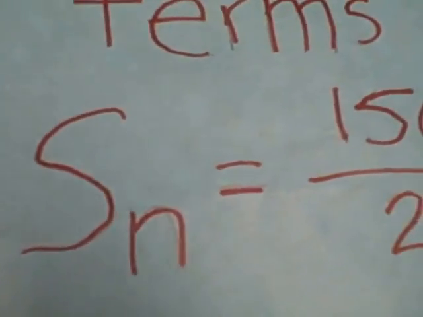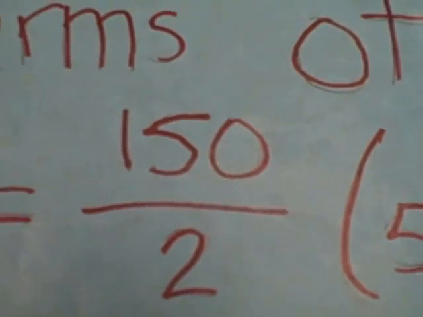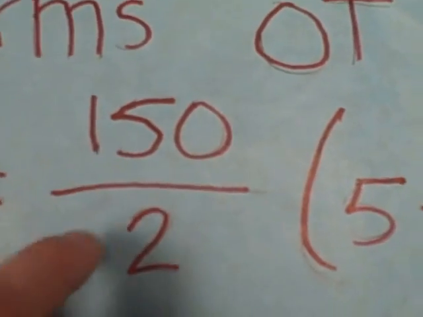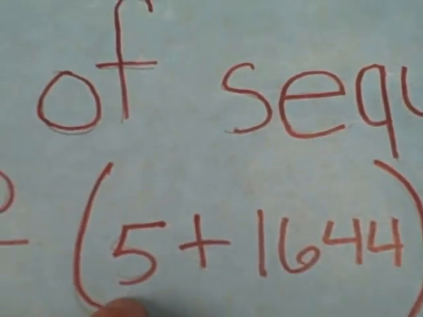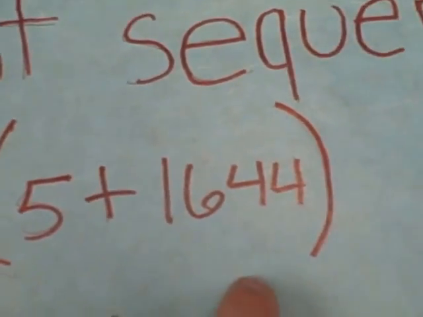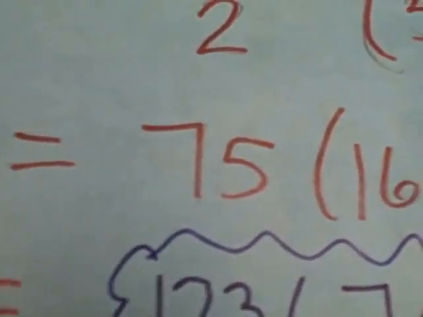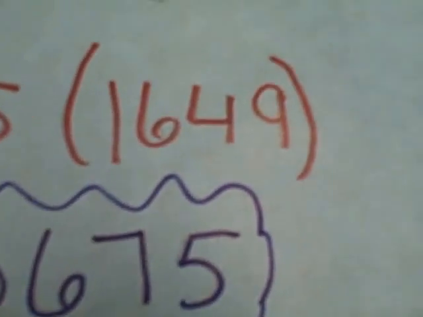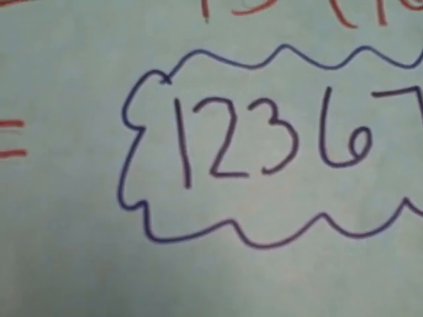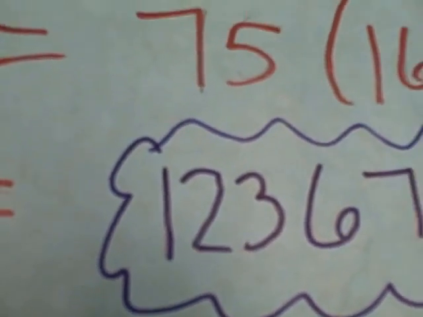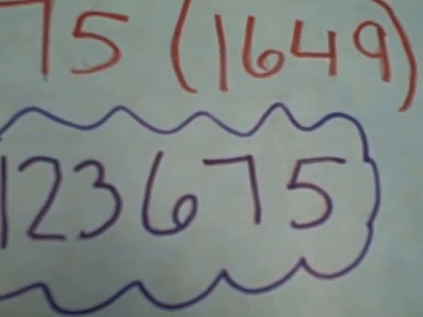Then you put it into the equation to find the sum, which would be 150, the total number of terms, divided by 2 times our first term plus our last term, which would be 75 times 1,649, which comes to be 123,675.